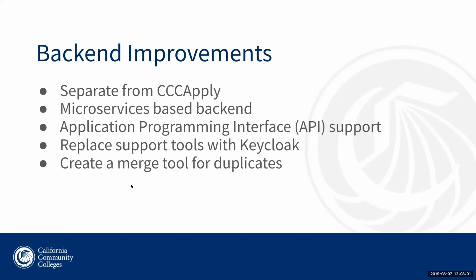We also heard from the field that there are duplicates out there, and while the duplication rate is extremely low, we do identify duplicates from time to time. In the past, we've instructed colleges to just use a user's most recent CCCID. So what we'd like to do is create a tool to merge duplicates so that any data is preserved, and it can all be consolidated into a single CCCID when those duplicates do rear their head and we find them.